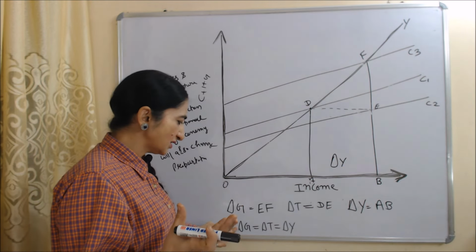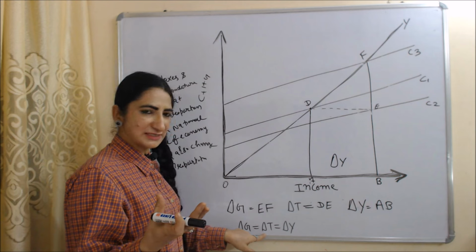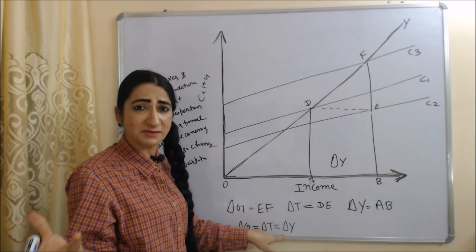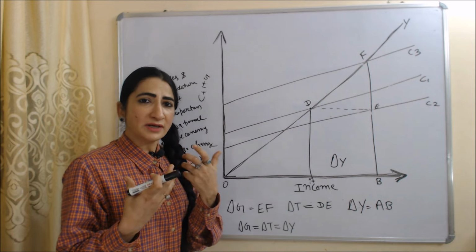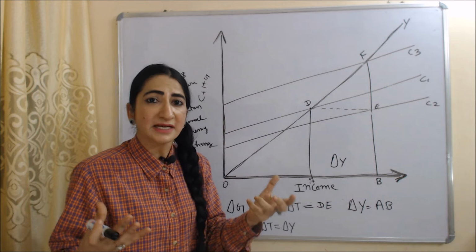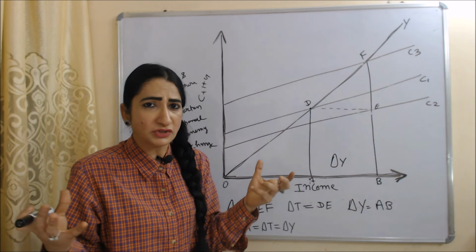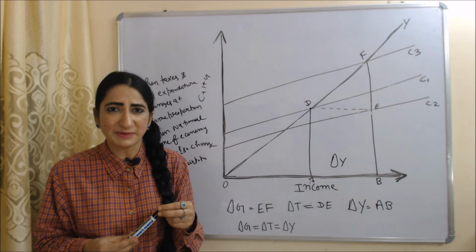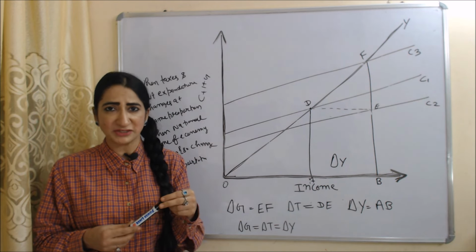And change in government expenditure is equal to change in taxes and change in income also. What does this mean? This means when government expenditure and taxes are increased at the same rate, then income of economy will also change at same rate. So this is all about balanced budget multiplier, tax multiplier and government expenditure multiplier.